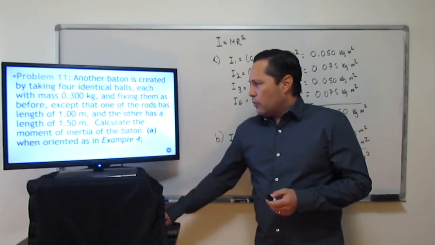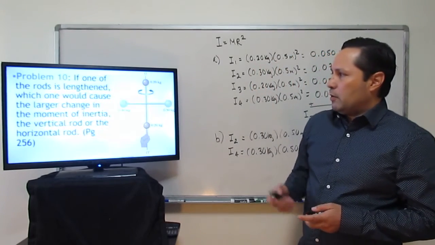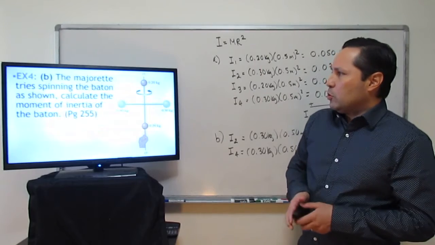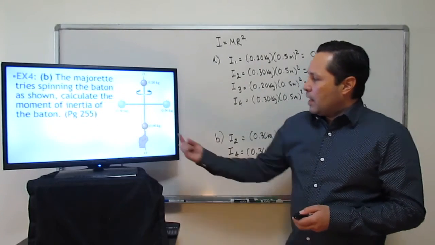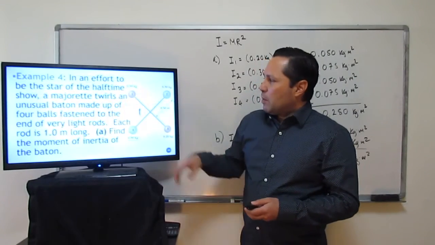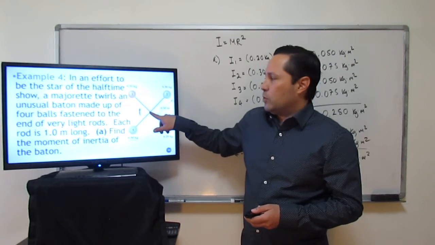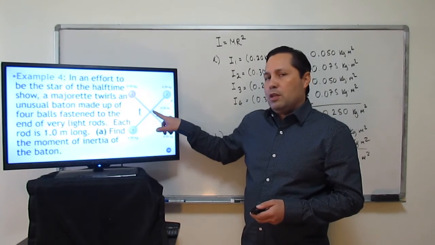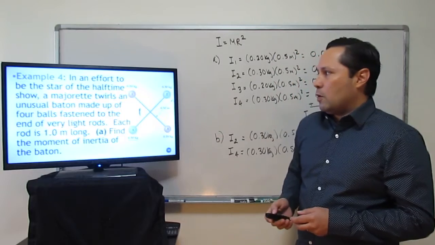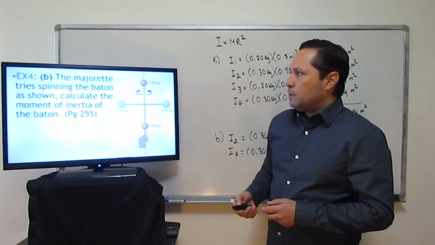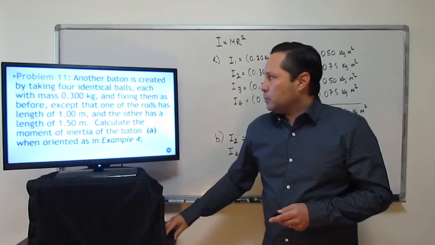Now, for example 4, I'm going to assume that because they had us spin it 2 ways. Here's in part B, they had it from one end, but in part A, they're spinning, and here's the axis of rotation. I'm going to assume that they're referring to this rotation when I'm answering that question. So they're spinning it from the center. All right, so let's go back to the problem.